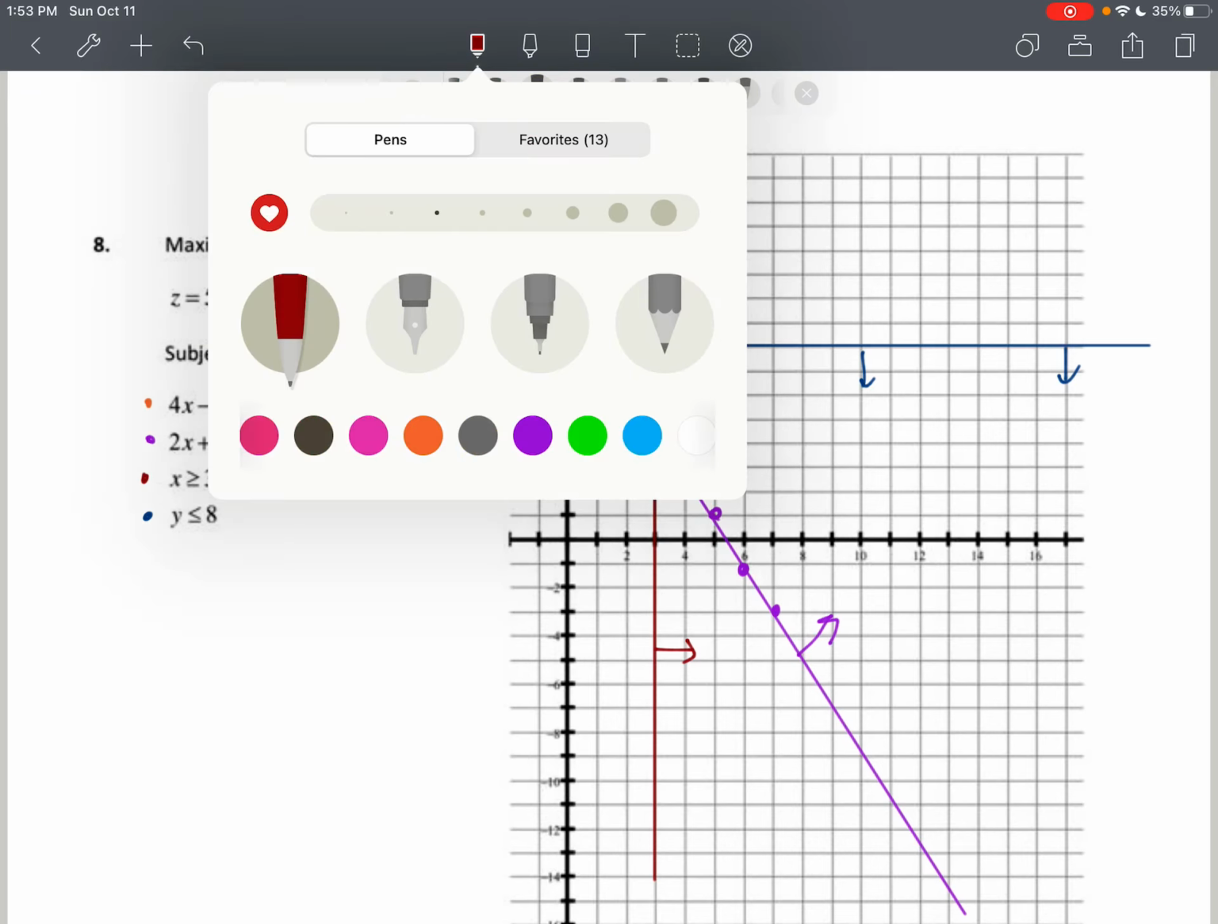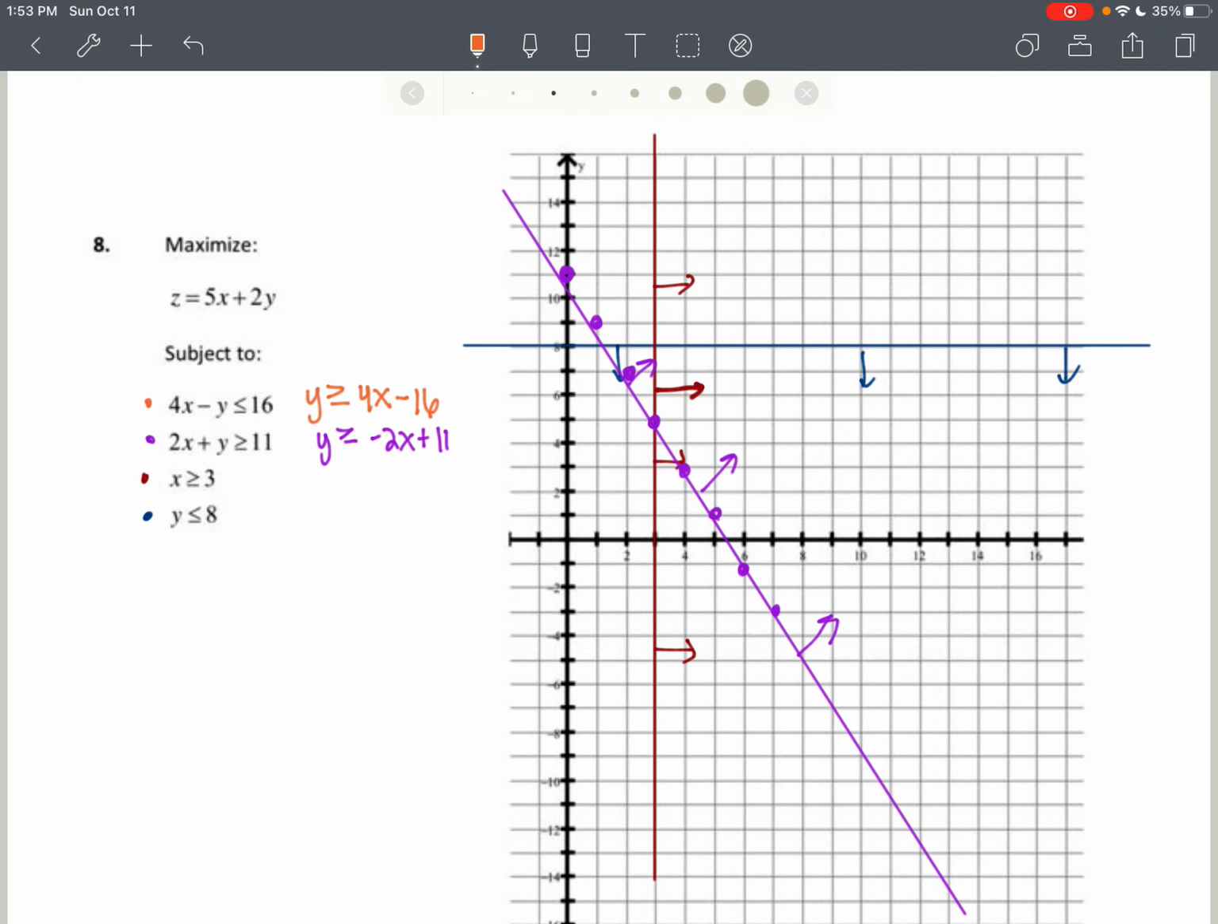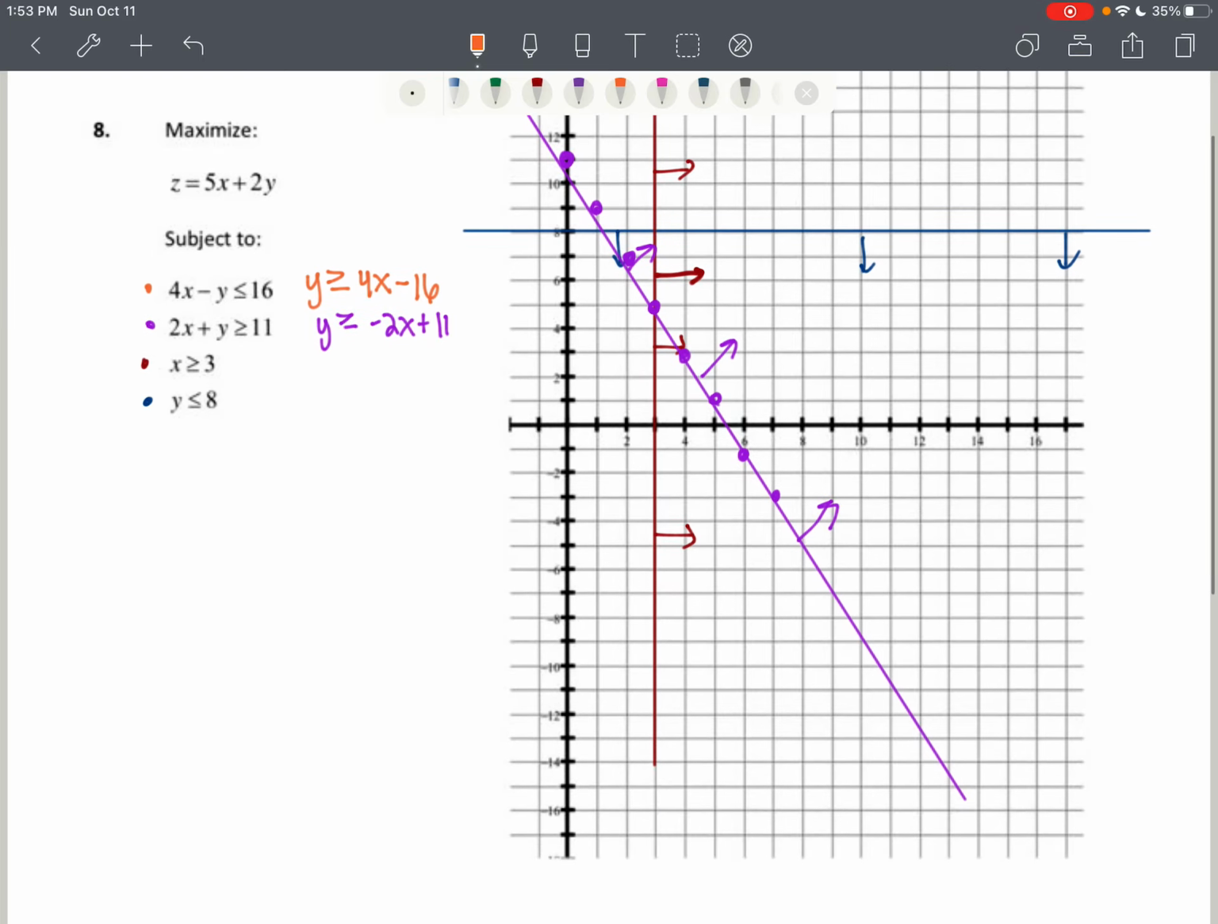So we're going to do that last in orange. So we've got y is greater than or equal to 4x minus 16. So 16 is right up here. Is that right? Yep, 16 is right there. Oh, minus 16. Minus 16 is way down here. Yeah, negative 16. And then positive 4, up 4, right 1.